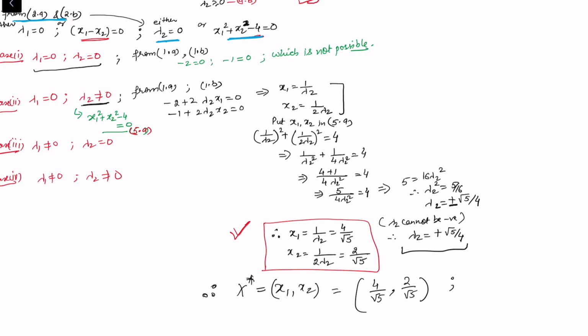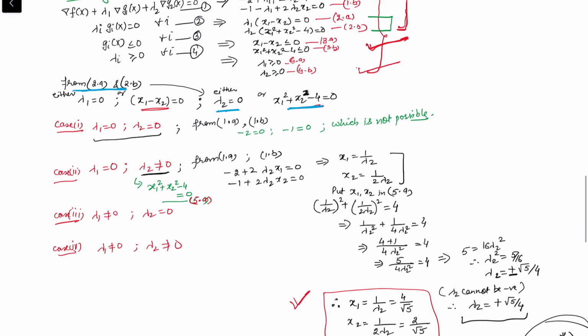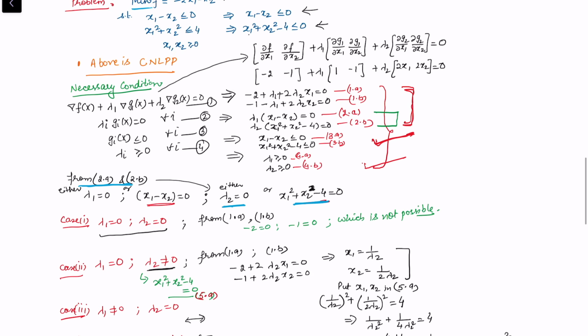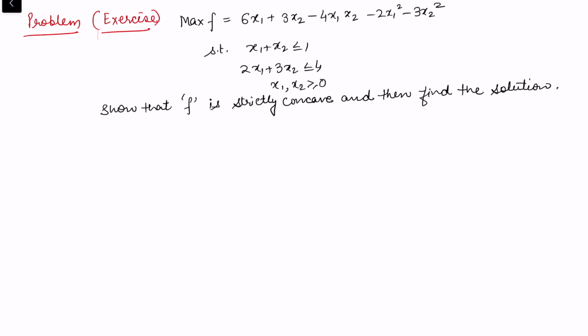And we can calculate the function at x star, which will give us the minimum value. So this is the optimal solution for the condition, and we do not need to check for the remaining cases. Even if you try the remaining cases, either we will say that there is no solution or it does not satisfy some of the equations. So I'm skipping those cases, and hence we find the optimal solution of this convex nonlinear programming problem. You can try this problem as an exercise.